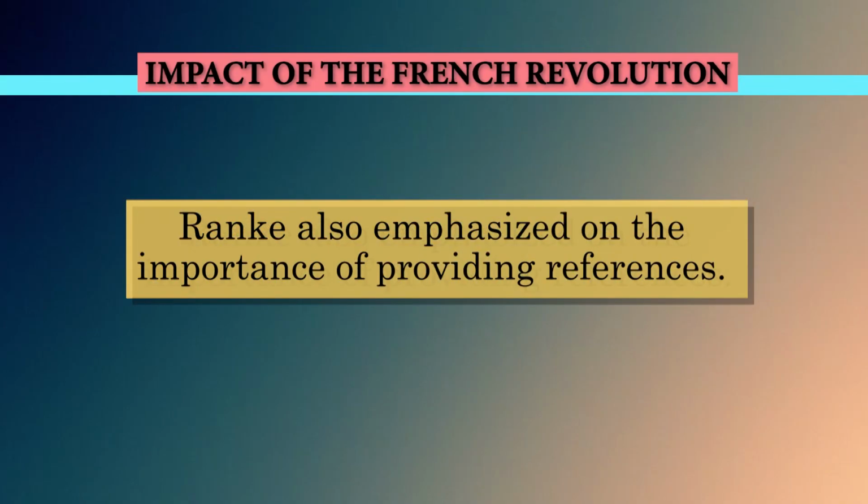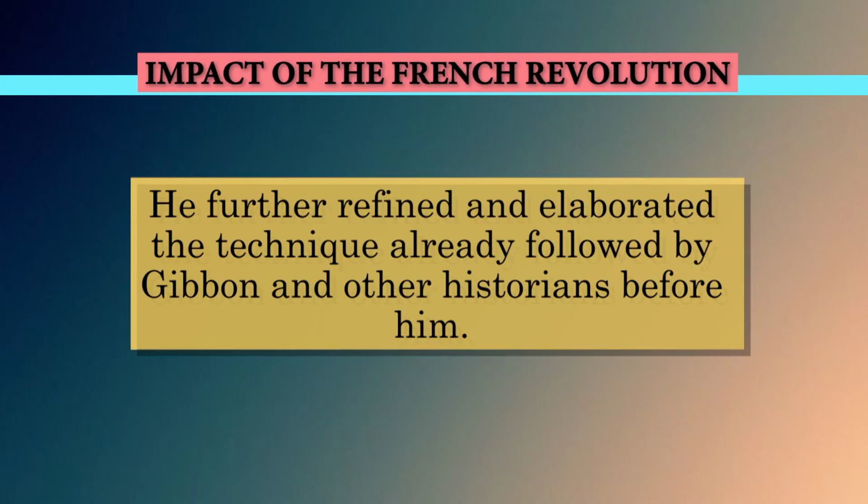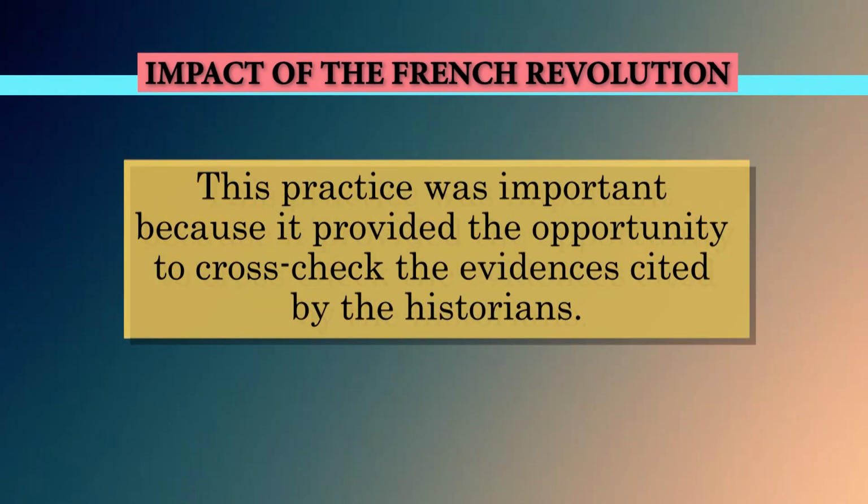Then we find that Ranke also emphasized the importance of providing references. He pointed out that primary sources should be given more priority in historical writing. Secondary sources should be given lesser priority. A work would be considered authentic when it would be based on primary sources. He further refined and elaborated the technique already followed by Gibbon and other historians before him. This practice was important because it provided the opportunity to cross-check the evidences cited by the historians.